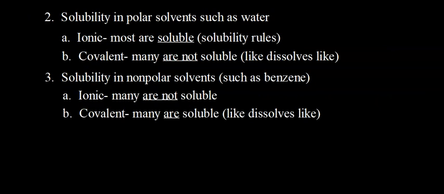Next up is solubility. We'll start with solubility in polar solvents, such as water. Ionic substances, most are soluble in water. Solubility rules will help us to predict if an ionic substance is soluble or not. Molecular compounds or covalent compounds, many are not soluble. Many are, but many are not.